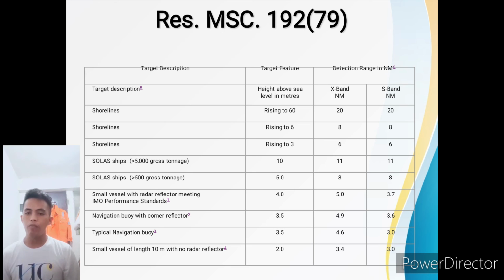The small vessel of length 10 meters with no radar reflector, with height above sea level of 2.0 meters: the X band is 3.4 nautical miles. The S band is 3.0 nautical miles.